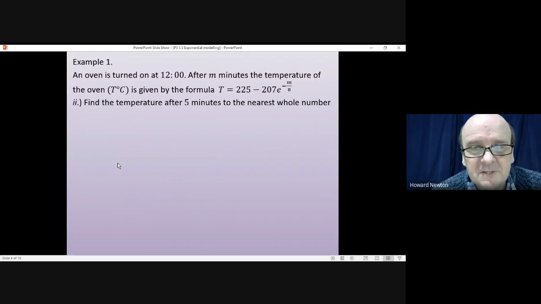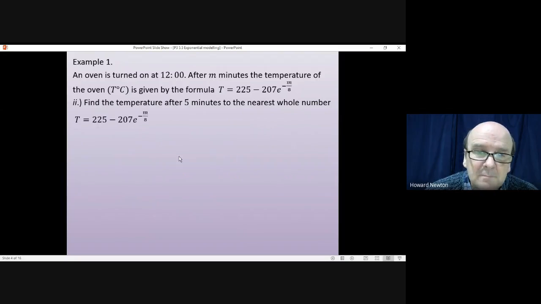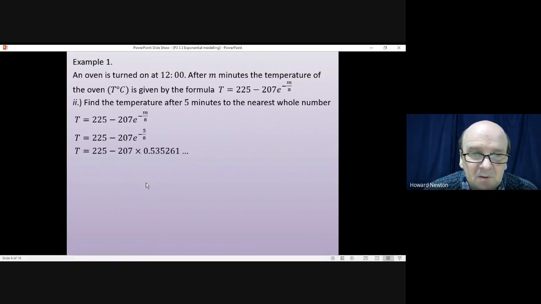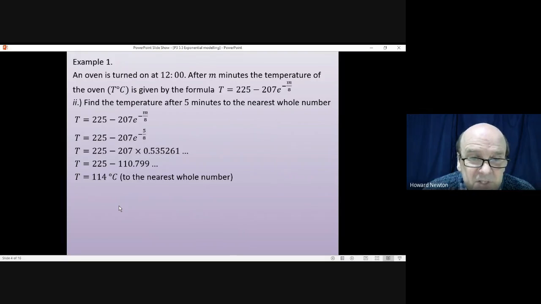The second question asks us to find the temperature after 5 minutes to the nearest whole number. Well, the number of minutes is m, so we just have to put m equals 5 into the formula. Putting in m equals 5 will give us that. Using the calculator, e to the power of minus 5 over 8 is roughly that decimal. Multiplying those together will give us 110.799, which gives us 114 degrees centigrade to the nearest whole number, which is what we were asked to do.